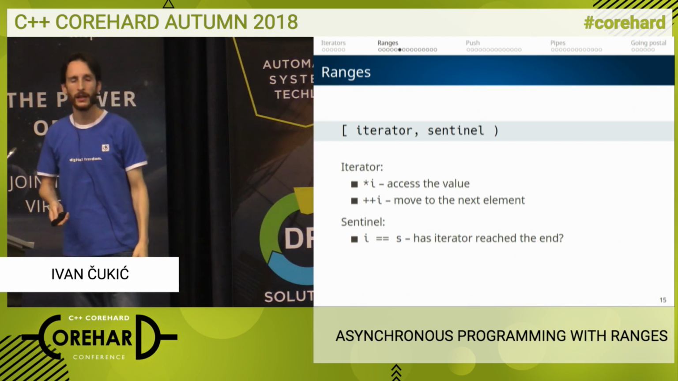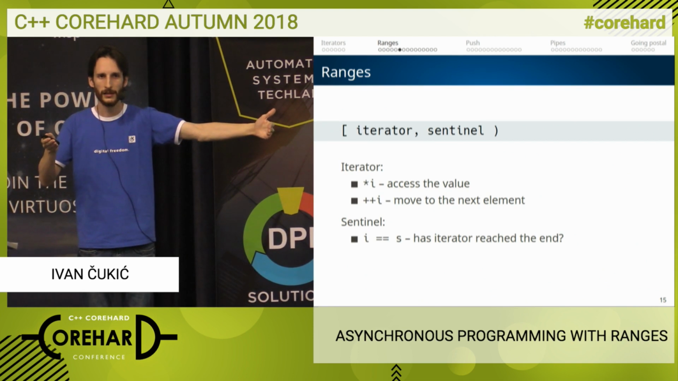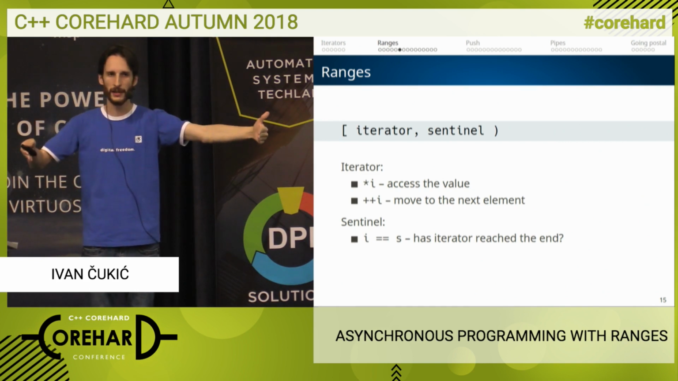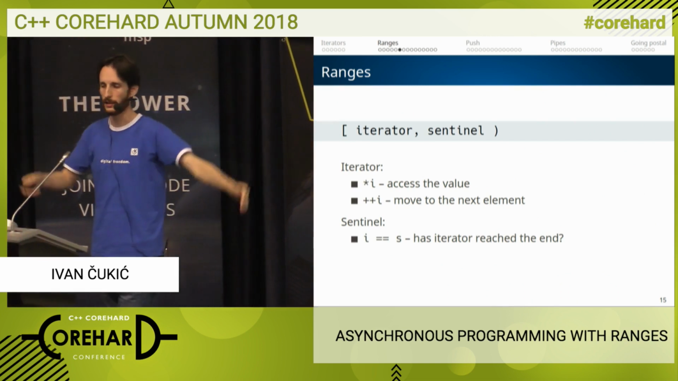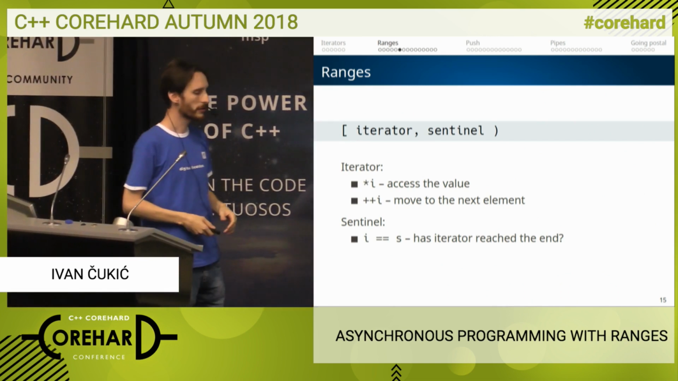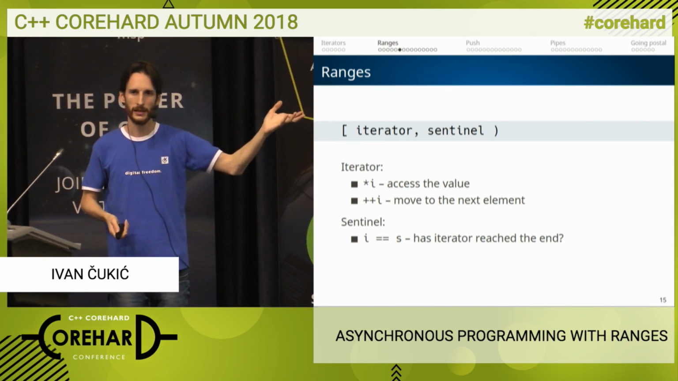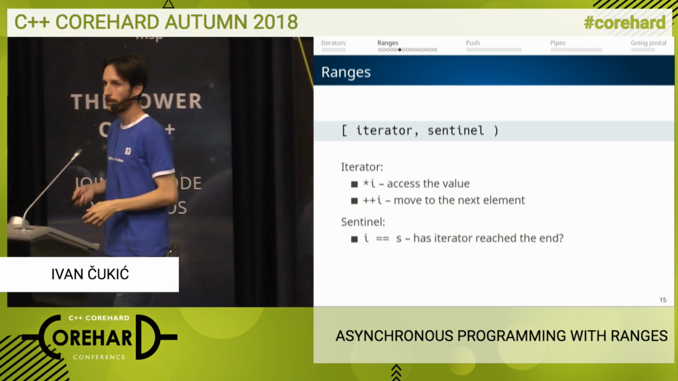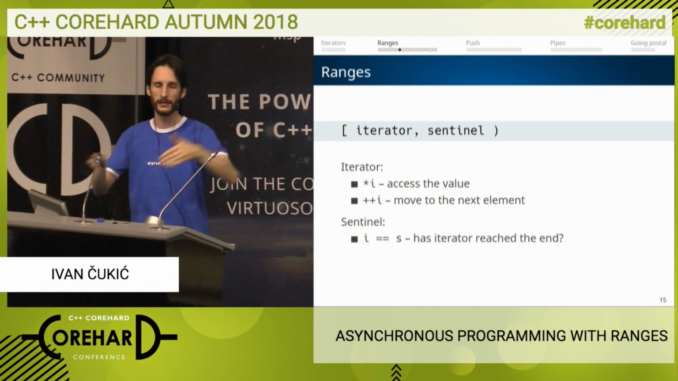In some collections, you can't pass the collection twice, for example, input streams. If you tried to get the end of the input stream, it means that you already read and forgot all the values. So in some cases, you can't even pass a collection twice. So instead of the end being a proper iterator, it just needs to be some dummy, some sentinel which is able to tell us, are we at the end or not? Okay, so that's the reason why ranges don't have pairs of iterators, but a pair of one iterator and one sentinel.